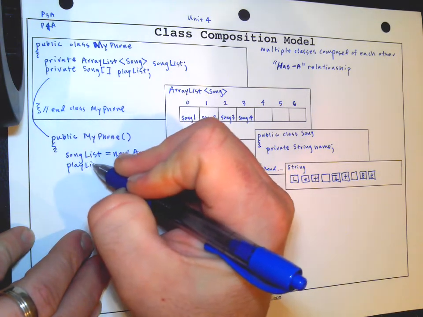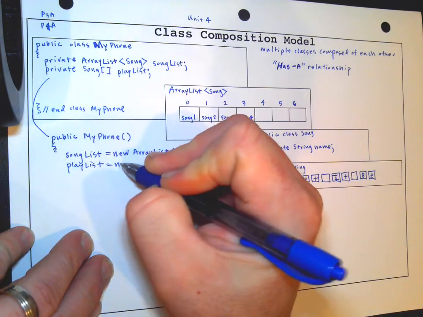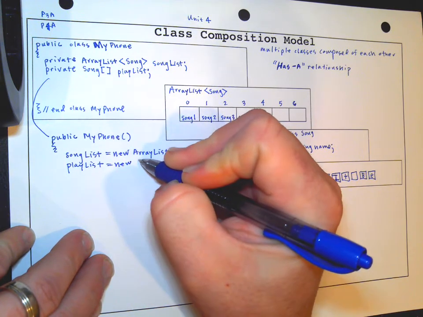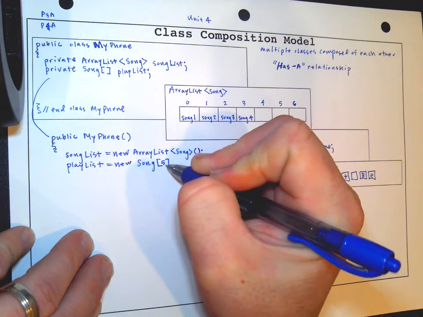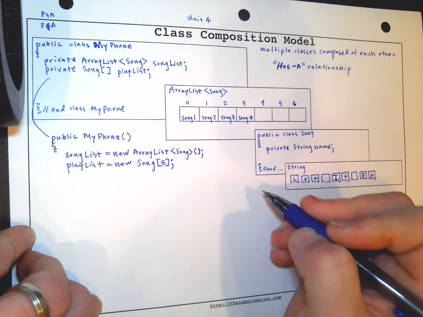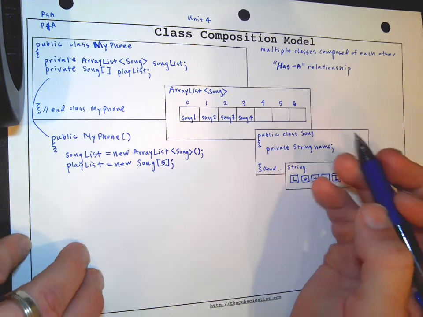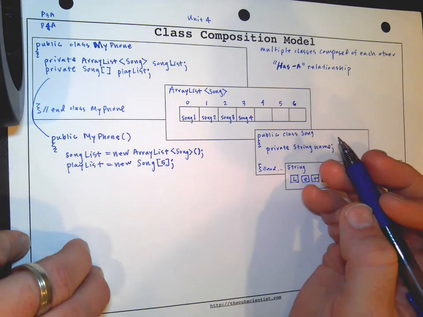Playlist is going to be an array. So the way we make arrays is we say new, we put the type of thing that's going to be in there, and then we put the size. Now, ArrayLists, we usually don't put the size because they can change size. Arrays cannot change size. That's one of the things going against them.